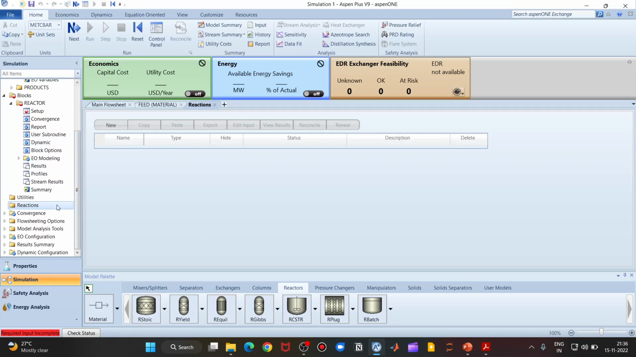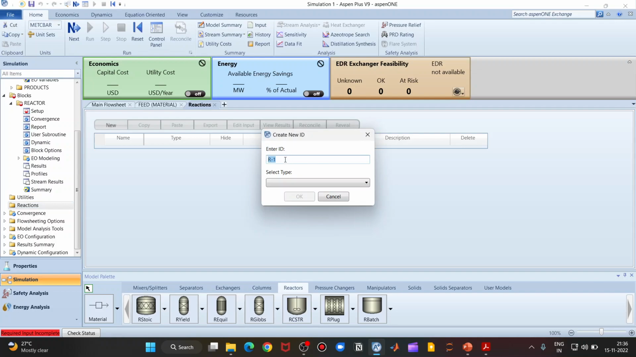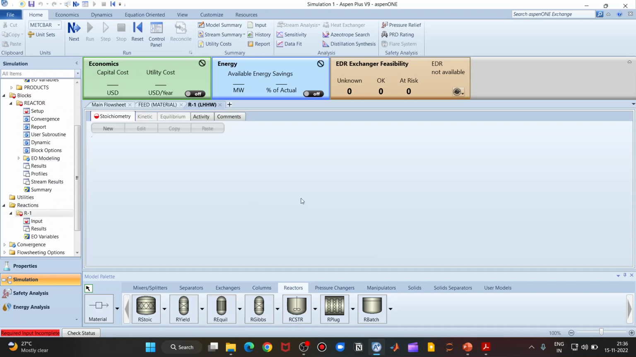So let's go to the reactions settings in the simulation window and click on new and let the ID be R1. And in the previous video where we worked on CSTR and PFR, if you remember, we used the model called power law model, but in this case we'll be using the LHHW model. It is the Langmuir model. So in this problem it's given that we need to follow this, so we'll be using the LHHW model. And let's proceed forward and click on new.